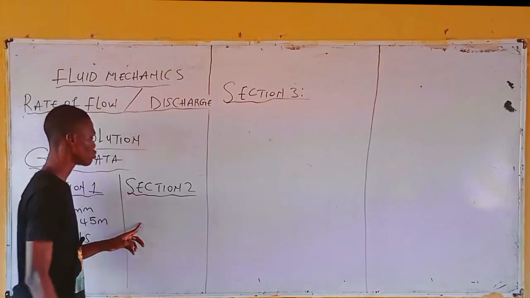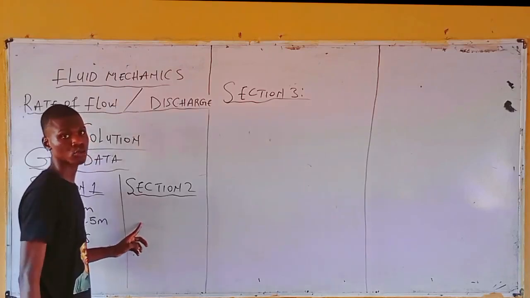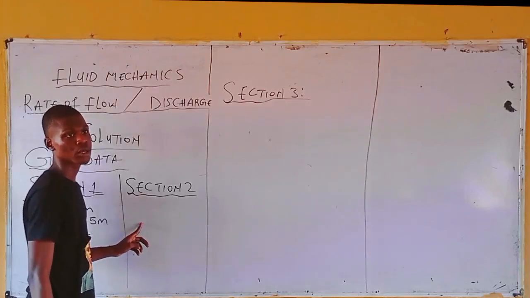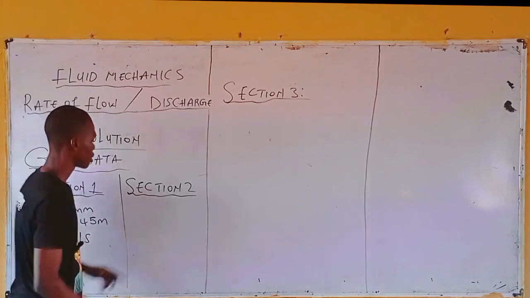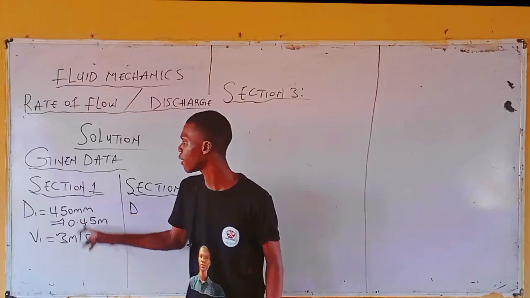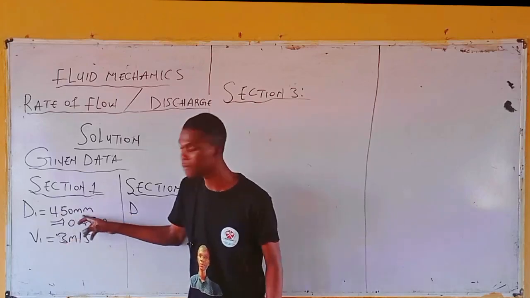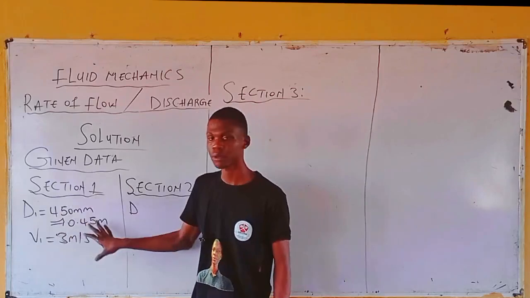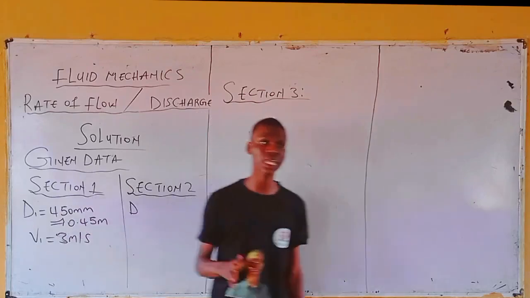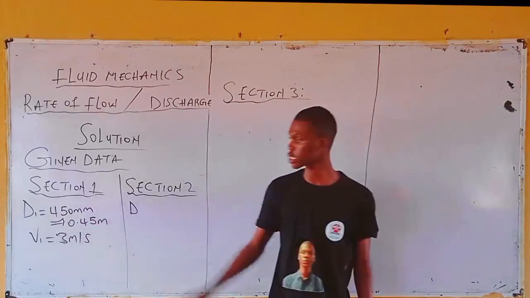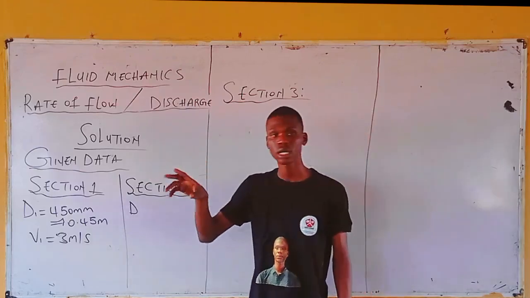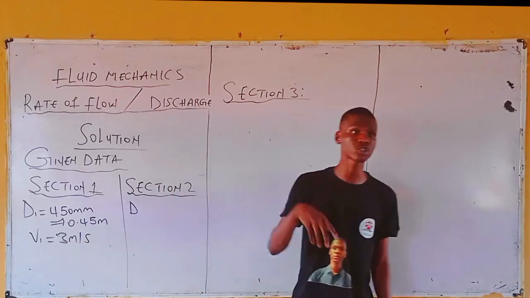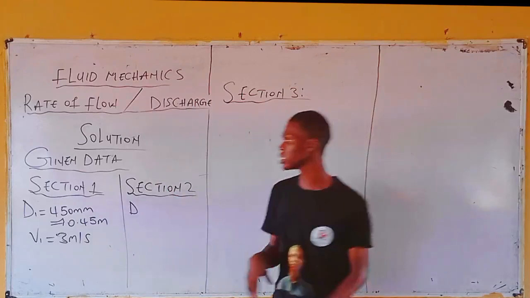Now, check section 2. What do you have? We have the diameter of the pipe. This is the initial section of diameter 450. Then this pipe, this section 1, is split into 2. This section 1 splits into 2. Now the first one is 300, while the other one is 200.